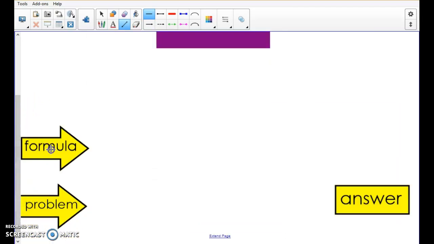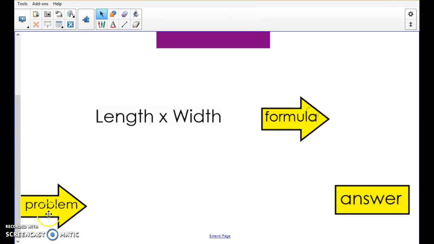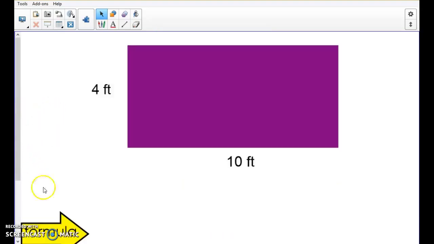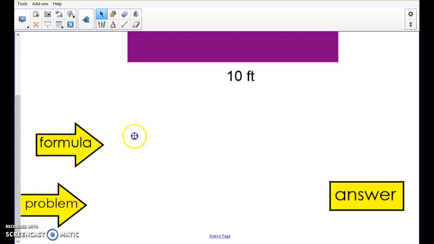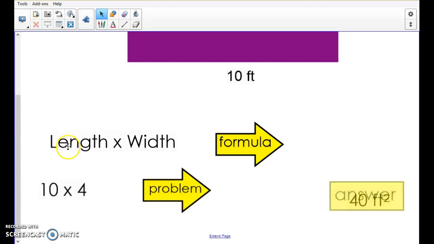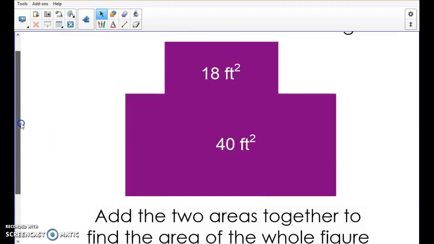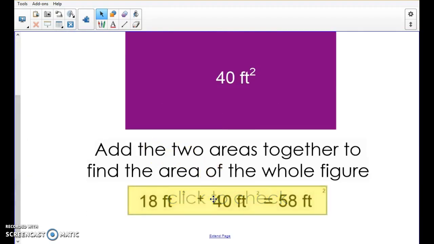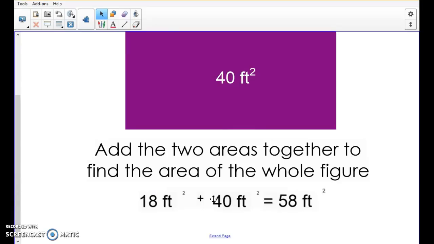So for my 6 by 3 rectangle, my formula is still going to be length times width or base times height. So 6 times 3, which makes my area of that rectangle 18. For the next one, I have a 4 by 10, which means I'm still doing length times width. Still multiplying 4 by 10, which gives me an area of 40. That means for my final answer, I have 18 in the top one and 40 in the bottom one, which means my total area is going to be 58 feet squared.